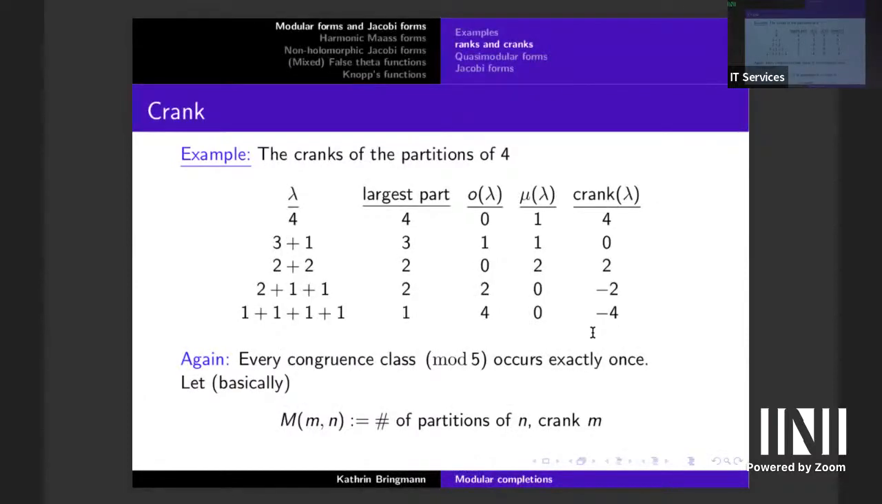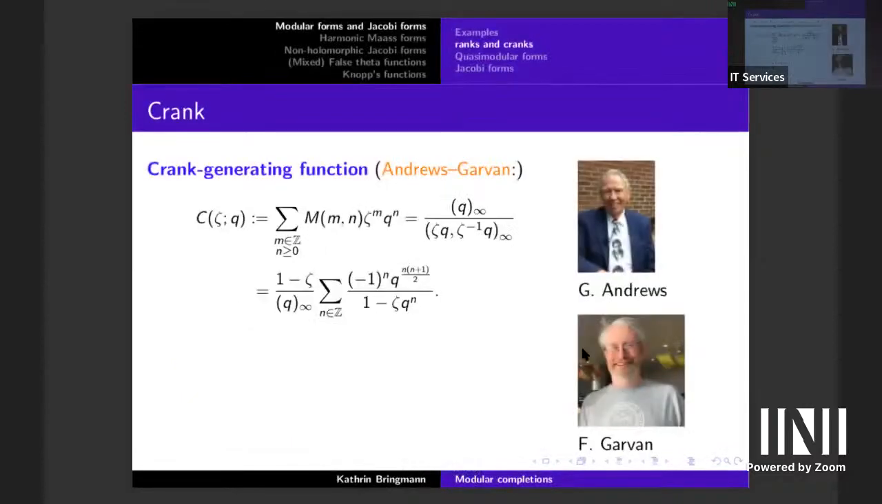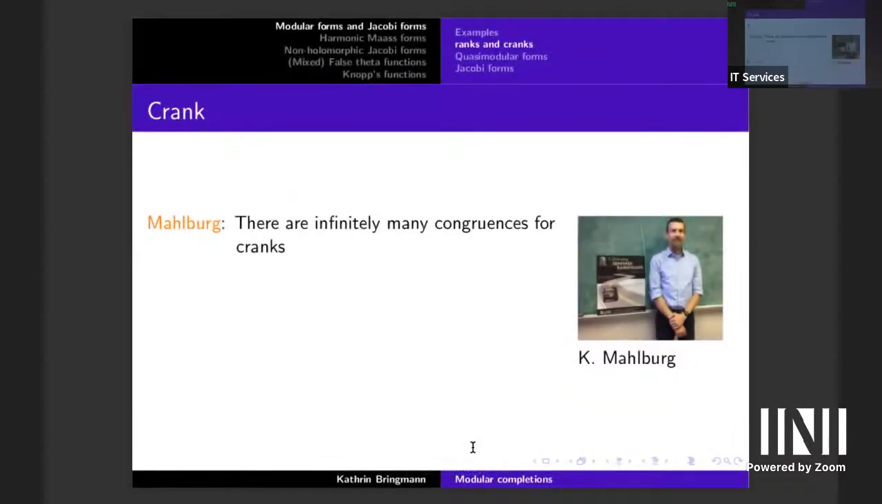So again, let's look at the generating function. I let M(m,n) be the number of partitions of n with crank m. And due to Andrews and Garvan, we have this following generating function. Now it can be written as this nice infinite product, which immediately gives you modularity properties. And again, you can write it as a similar looking function as the rank generating function. And again, the partition generating function is the first case. And using this modularity, Karl Mahlburg was able to show that there are infinitely many congruences for the crank, which then decompose the partition congruences.